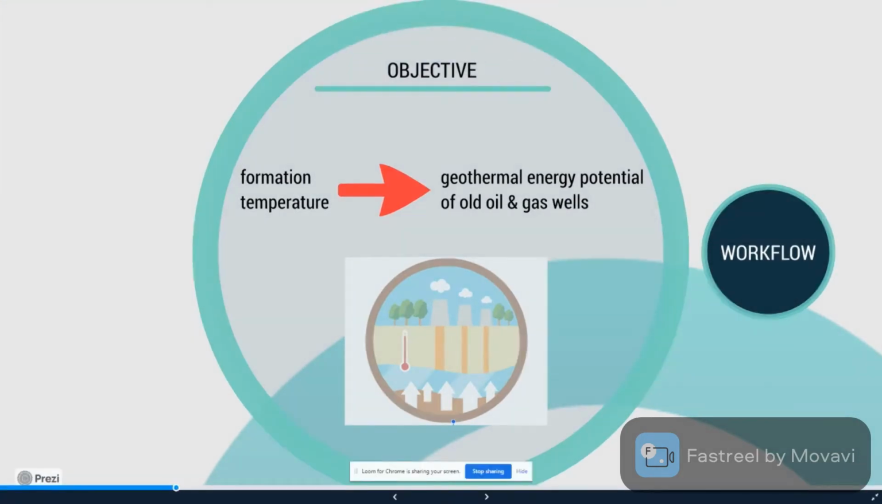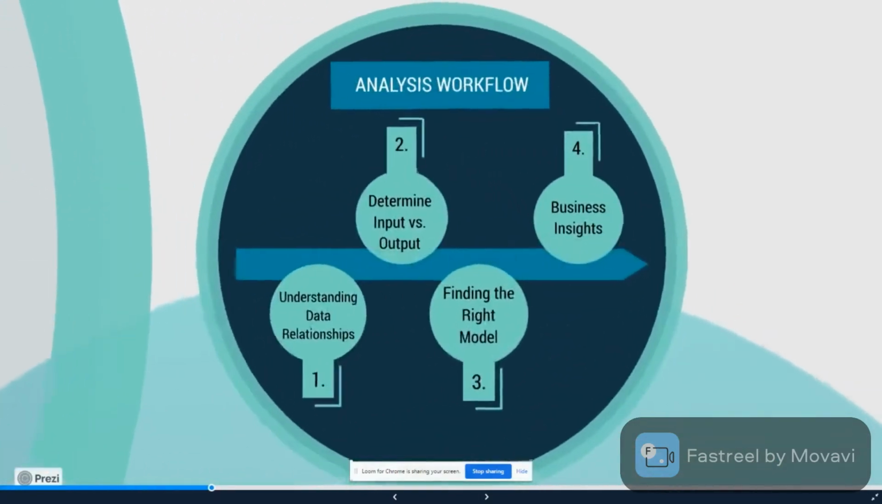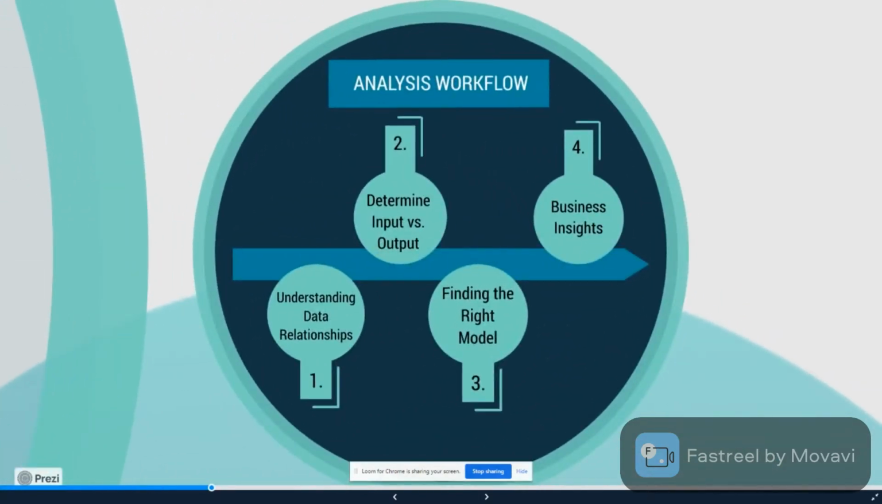This brings us to the quantitative part of the project, where we predict true formation temperatures at given depths to determine whether old oil and gas wells can be repurposed for their geothermal energy potential. Our analysis is comprised of 4 steps. We apply EDA to explore data, determine what variables relate to formation temperature, find the right model to make predictions, and finally provide an economic case study at the end.